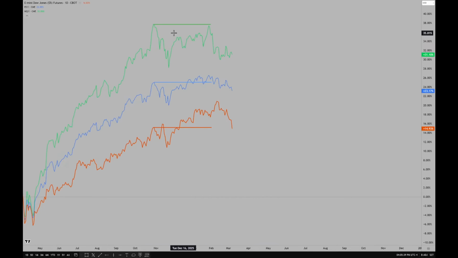So NASDAQ, you can see I used this high here in October, the end of October, the first week of November, and you can see that they're closely associated with the same time. And NASDAQ, we just recently came up to it here on the end of January, but failed to get above this high here in the ES. So this is the S&P.